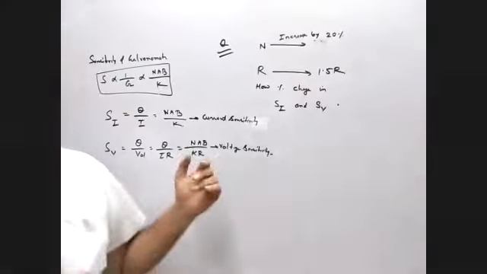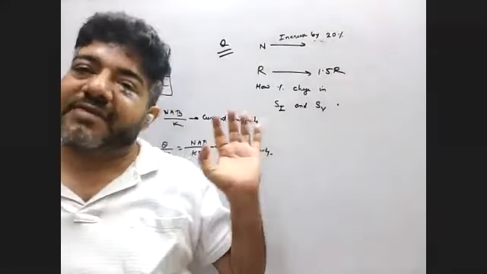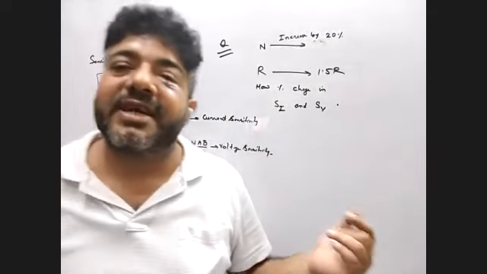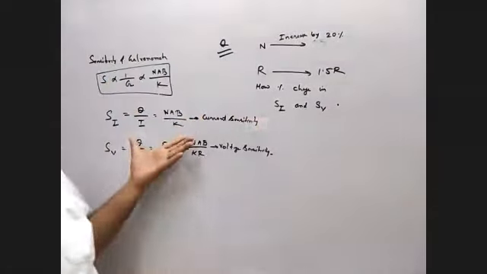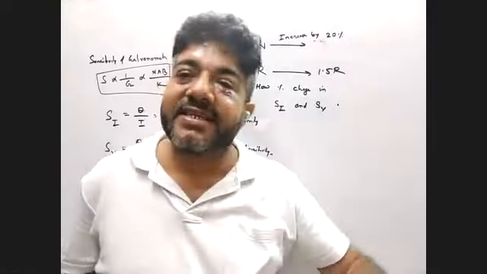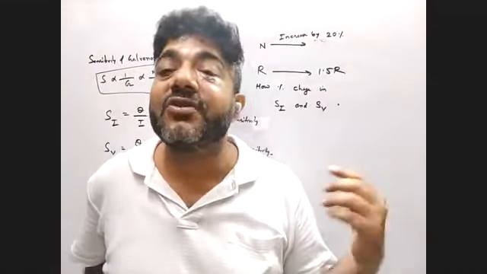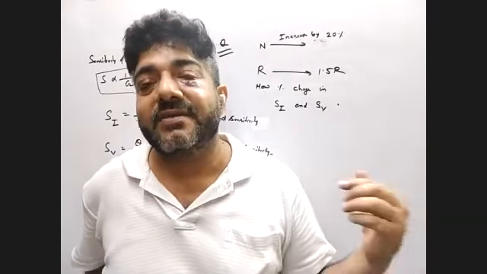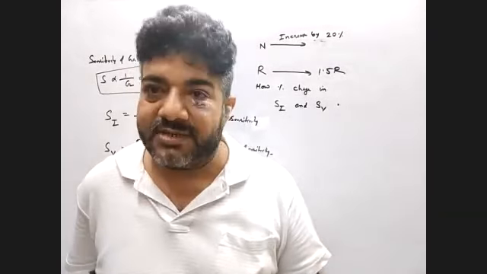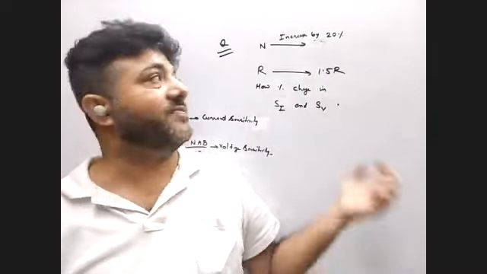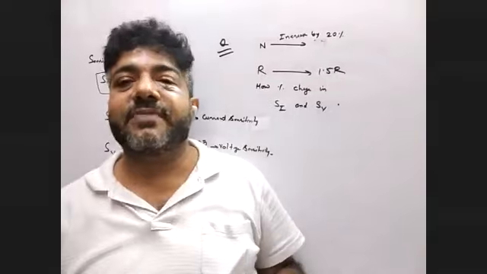I'll tell you the question again. You have a galvanometer with an initial current sensitivity and an initial voltage sensitivity. You have the formula here. Now, if you increase the number of turns N by 20%, how does the new current sensitivity change in terms of percentage?